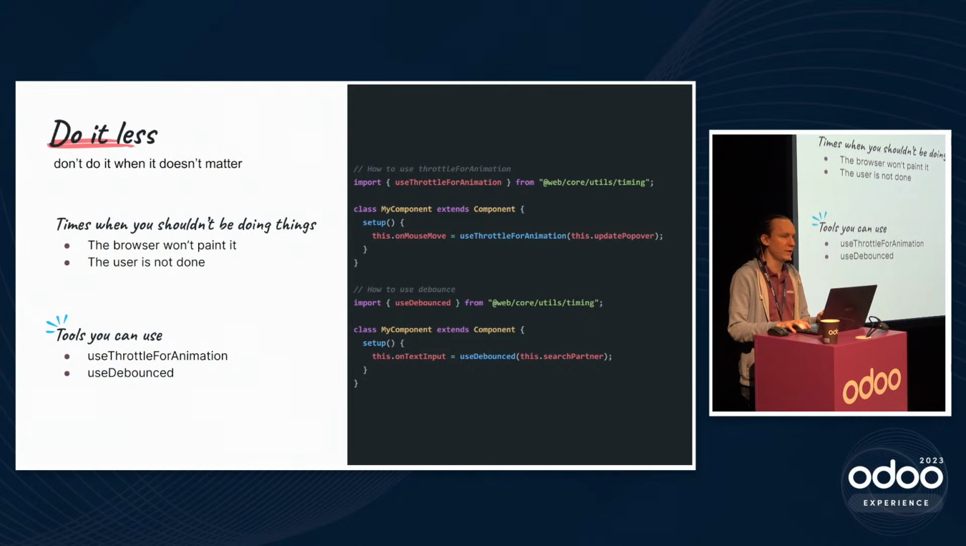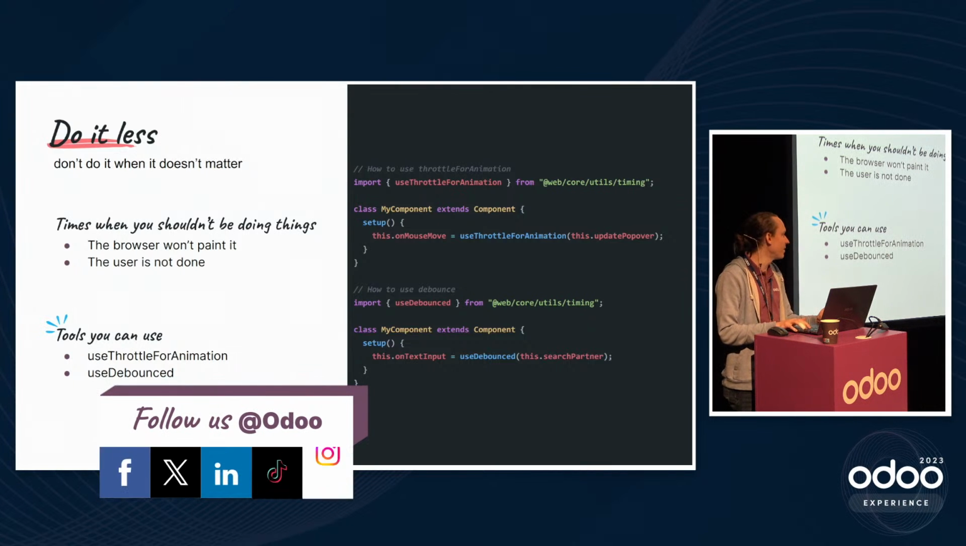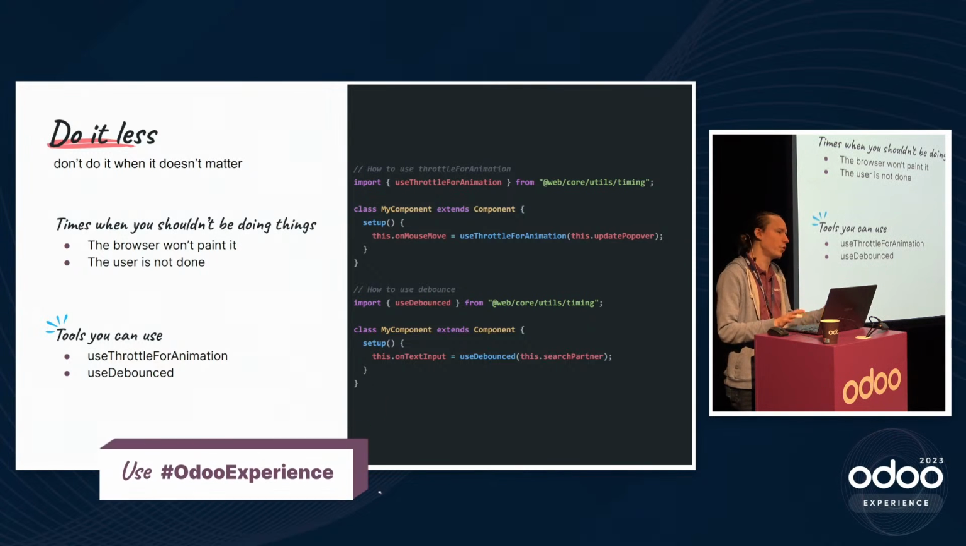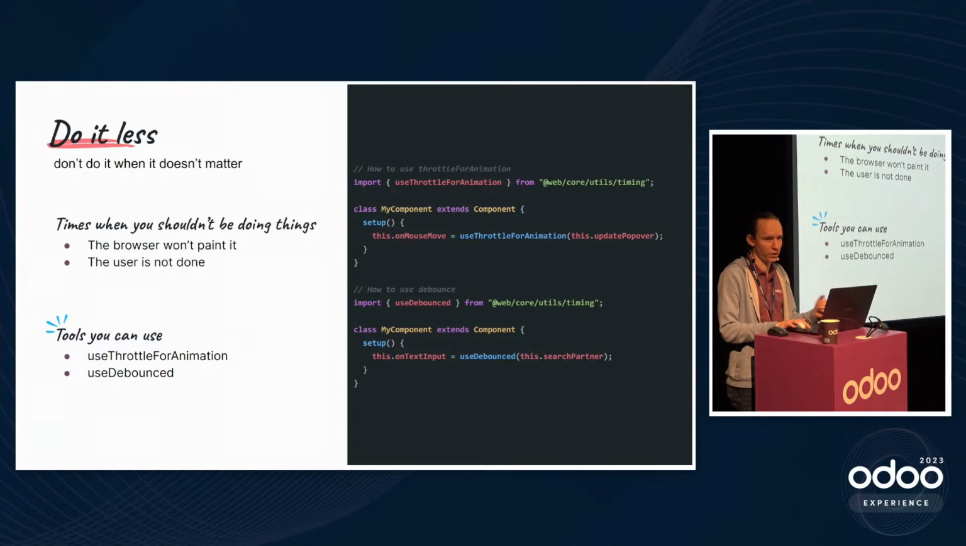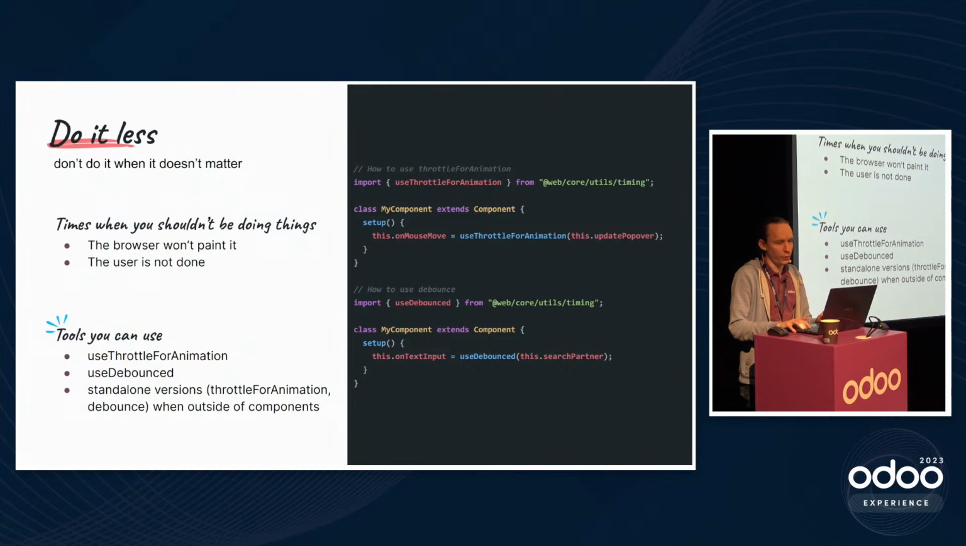It takes a function and waits for the function to have not been called for at least some amount of time that you specify. It can be 500 milliseconds generally. That's a good starting point. You can go lower if you want something a little more snappy and reactive, but that's generally a good starting point. There are also standalone versions of these functions.